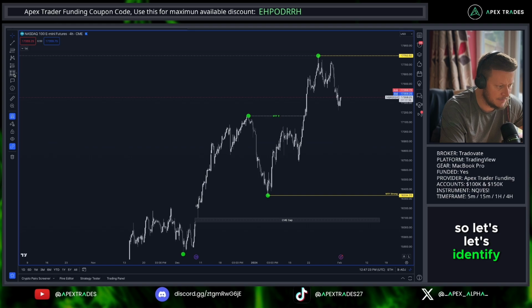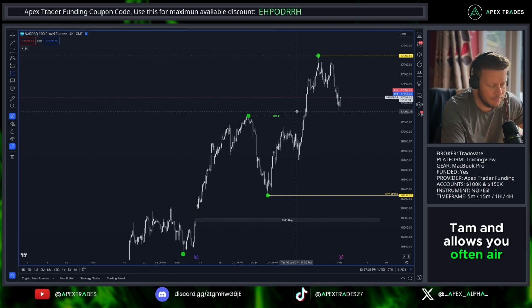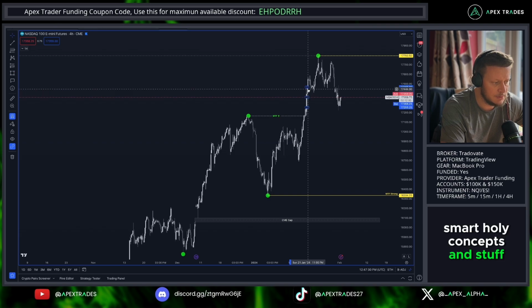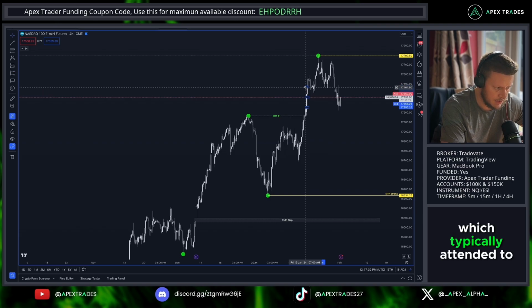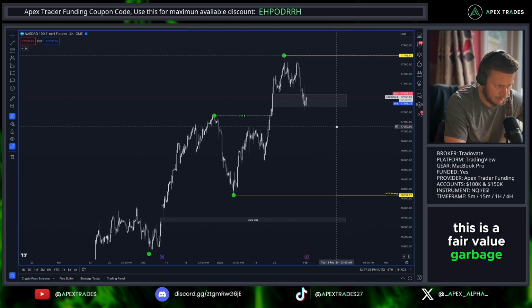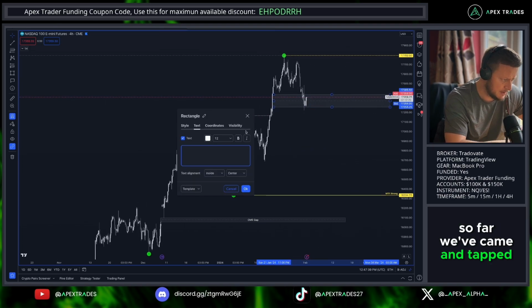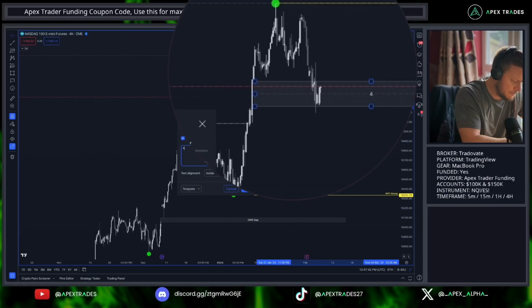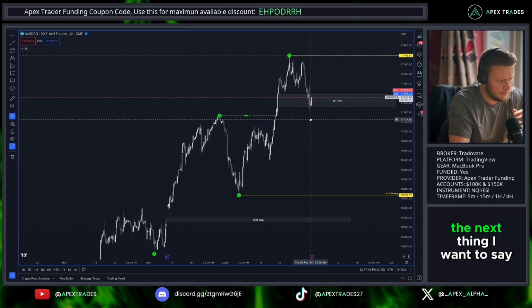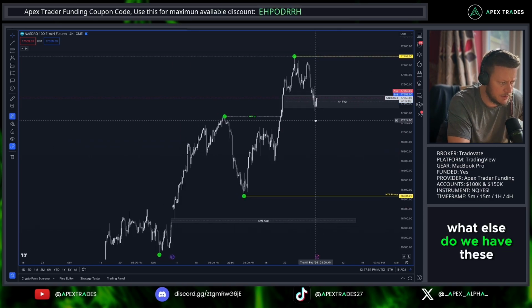So let's identify some of the key terminology we often hear within things like smart money concepts and stuff like that, which typically I tend to favour. And this is a fair value gap, right? So far we've came and tapped a 4 hour fair value gap. Great, currently in there, we came below that, right? The next thing I want to say is what else do we have these?